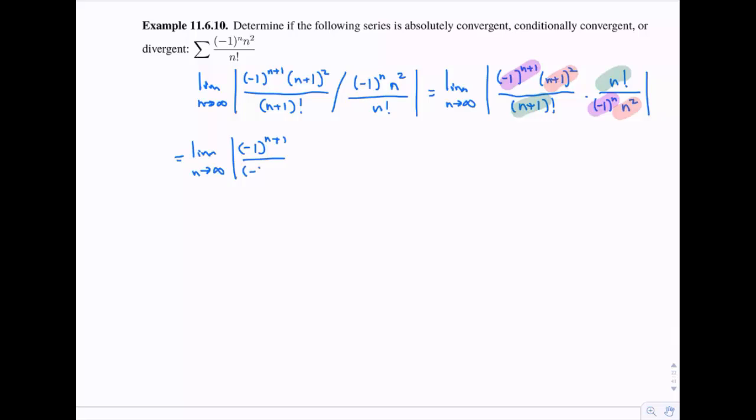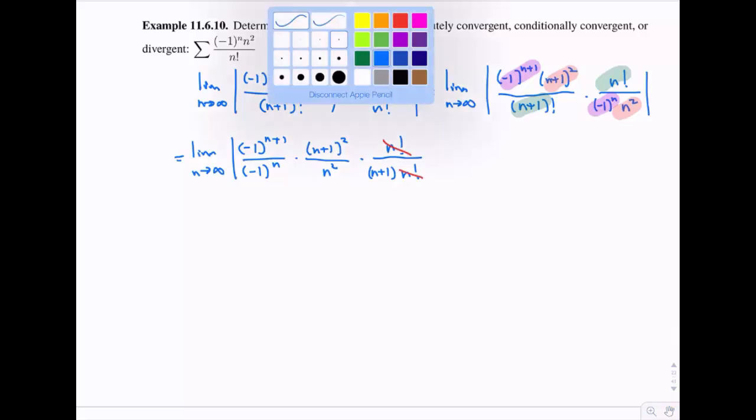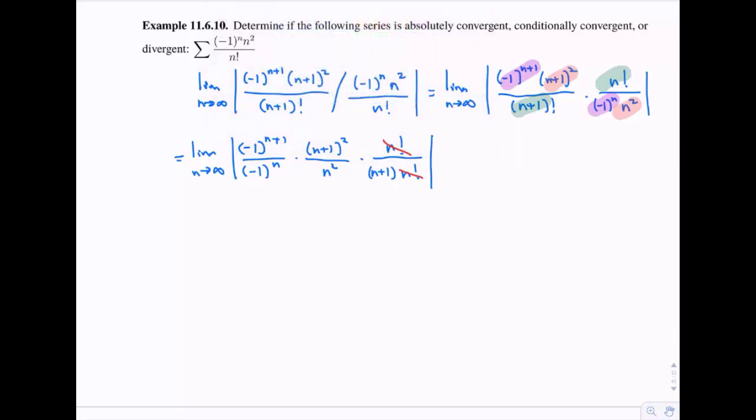So, okay, let's group the negative 1 stuff. That's going to be negative 1 to the n plus 1 over negative 1 to the n. And then let's group the squared stuff next. So n plus 1 squared over n squared. And then let's group the factorial stuff. So n factorial divided by n plus 1 factorial. And remember that n plus 1 factorial is the same thing as n plus 1 times n factorial. So in fact, there's already some cancellation we see.